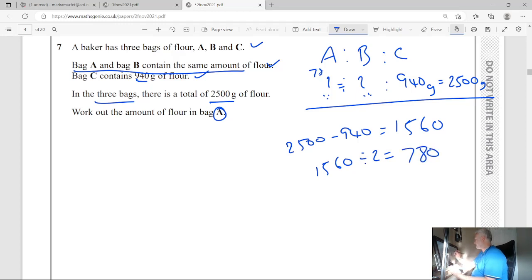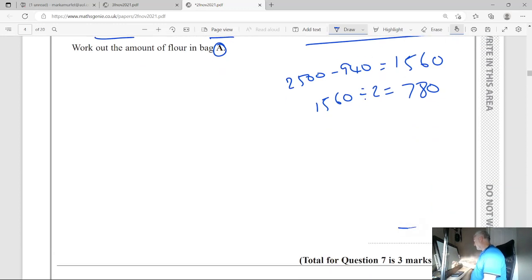So that equals 780, that equals 780, and that equals 940. Now, as a check, I'm going to say 780 plus 780 plus 940 equals, and that does give me 2,500. Just to check that I have got the right thing and haven't put it into the calculator wrong. So I know that bag A contains 780 grams. So that's going to go on my answer line.